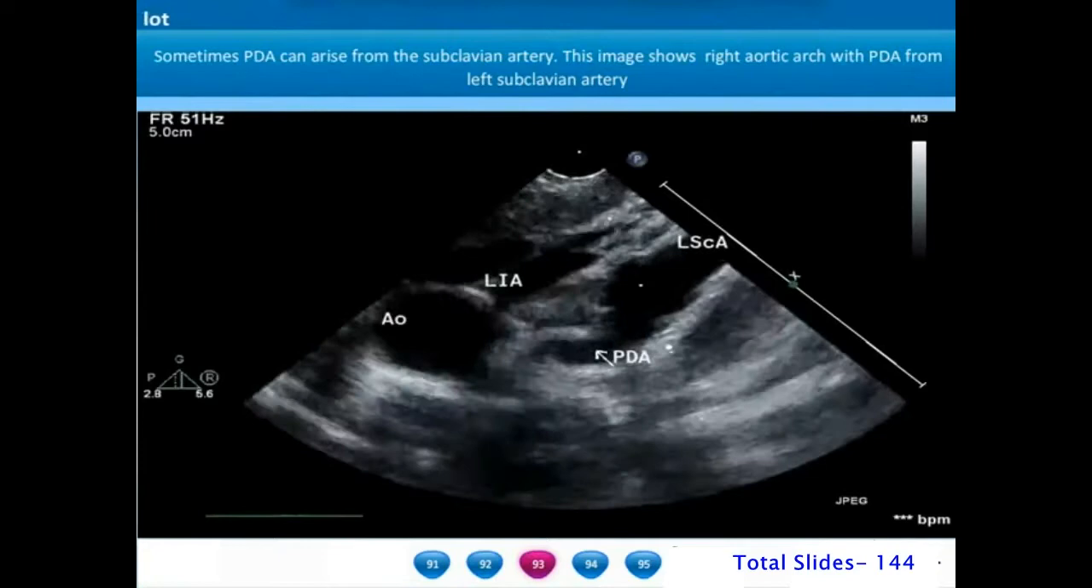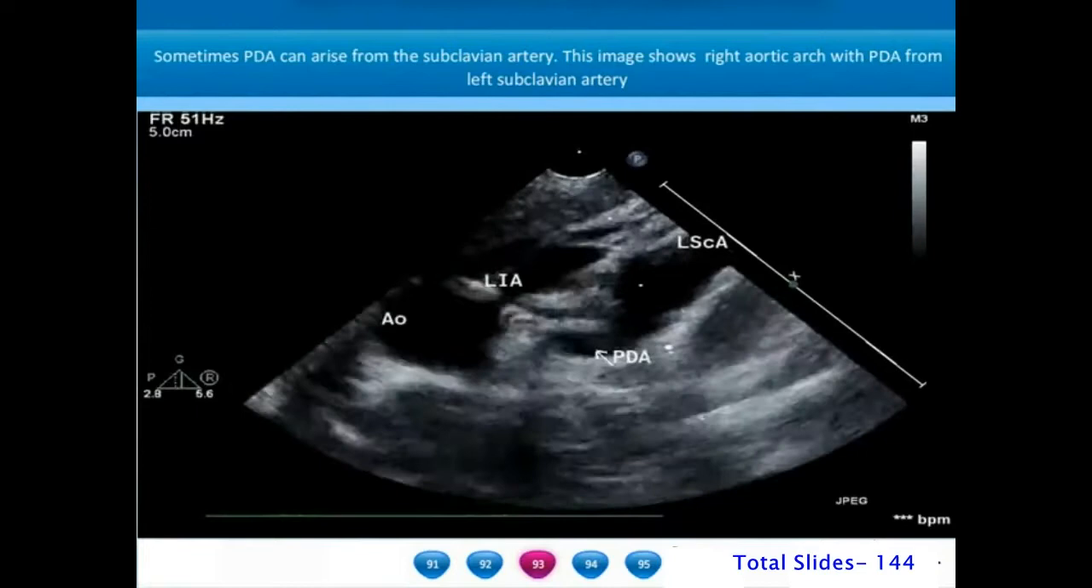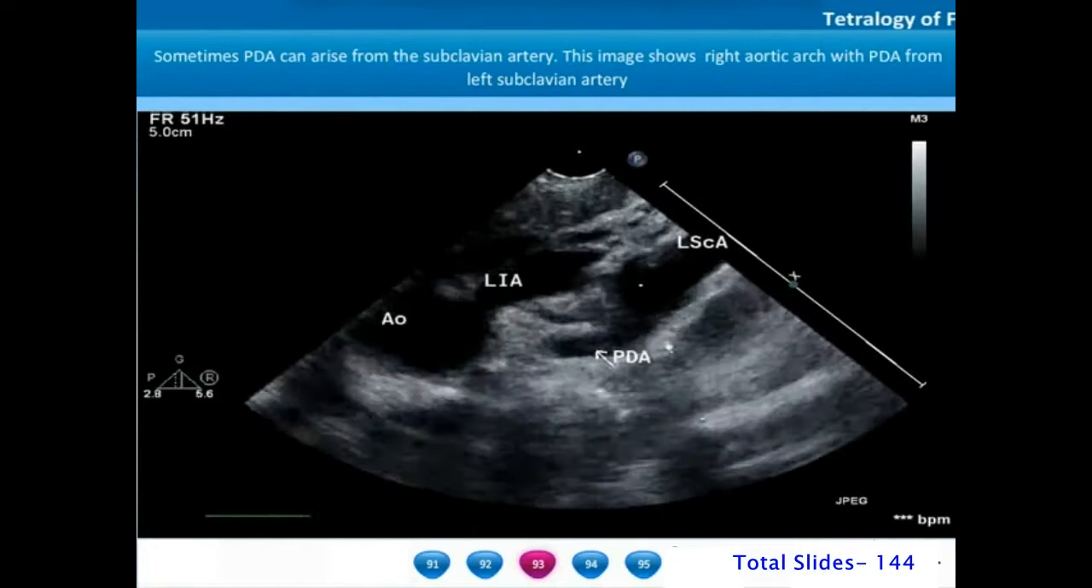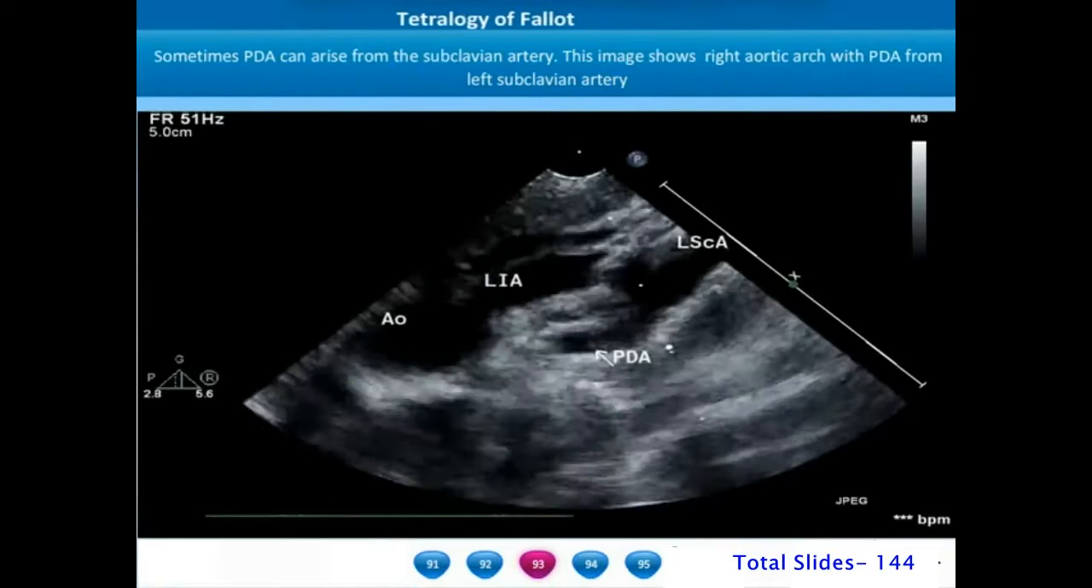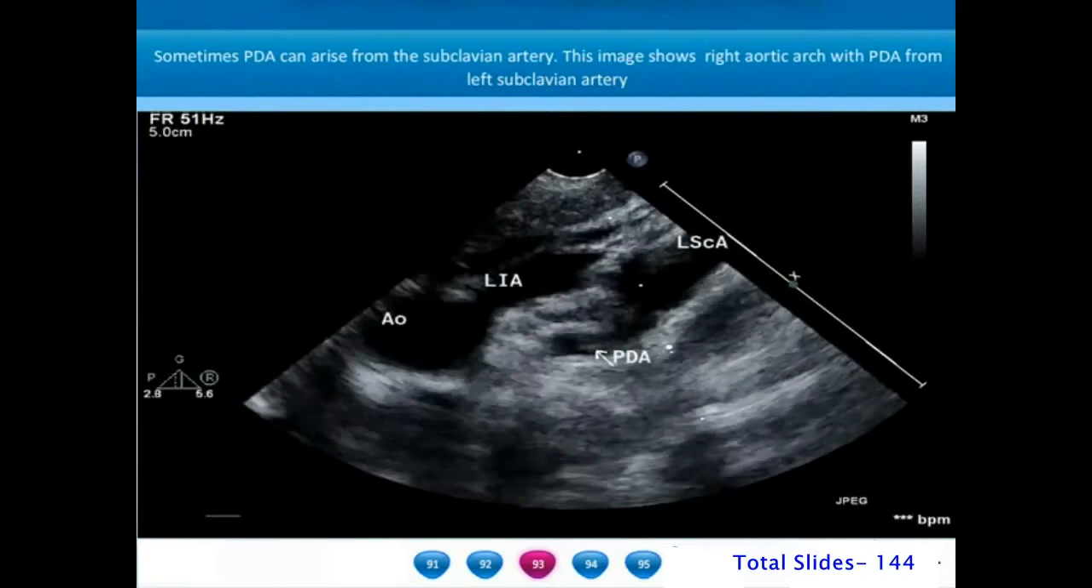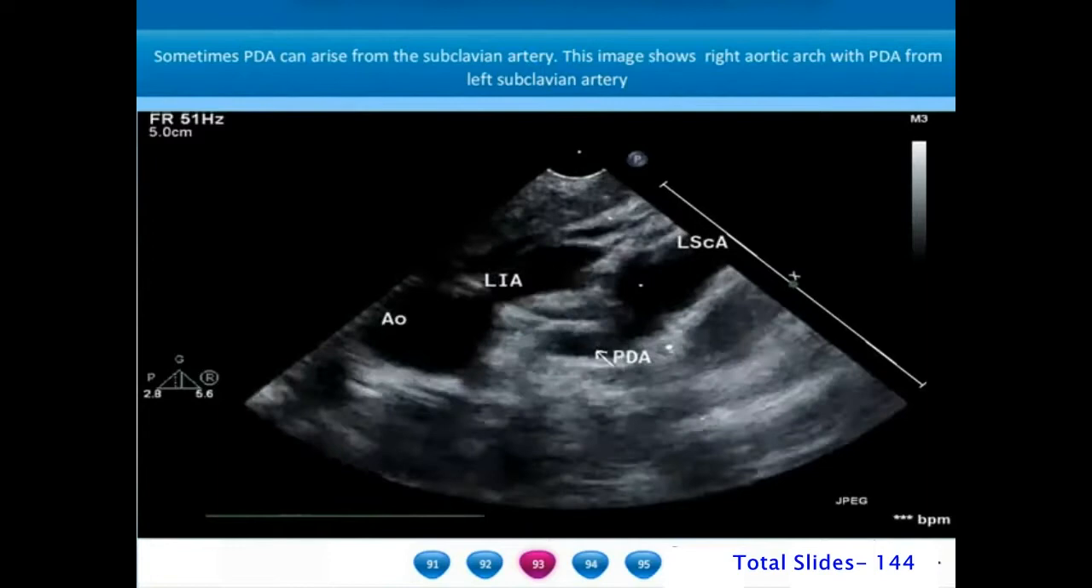We saw an example of a vertical PDA arising from the left innominate artery in the setting of right aortic arch. Subsequently, we saw a tortuous PDA in the setting of a left aortic arch arising from the undersurface of the arch. In this suprasternal coronal view, we notice a right aortic arch with left innominate artery as the first branch, which bifurcates into left carotid and left subclavian artery.